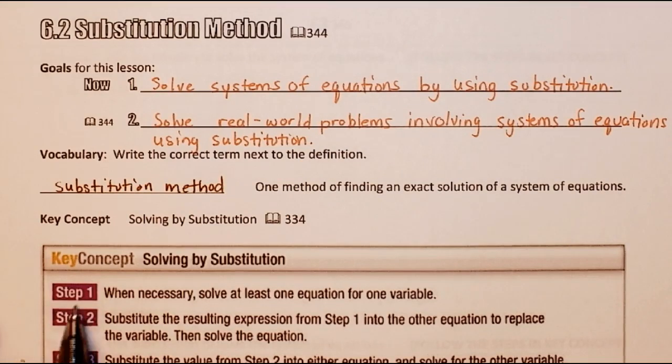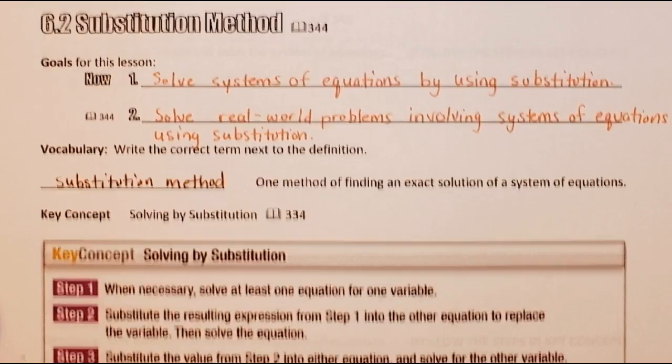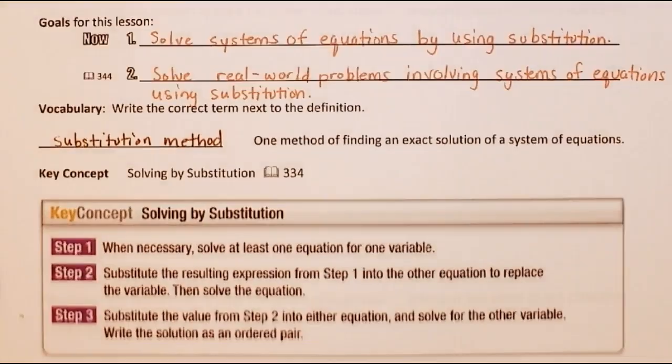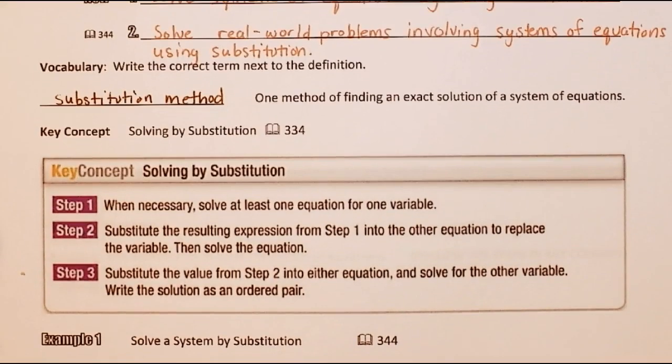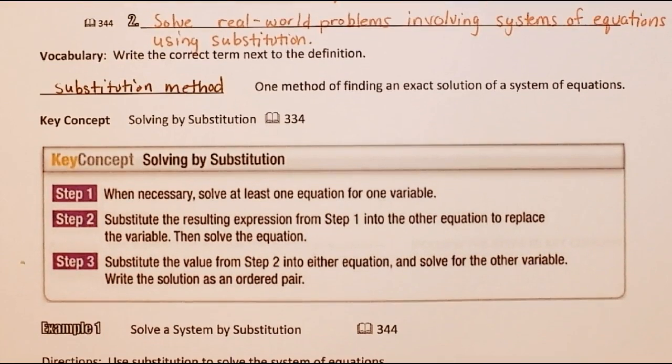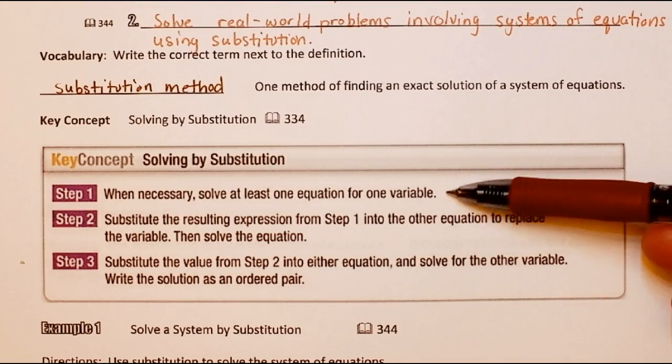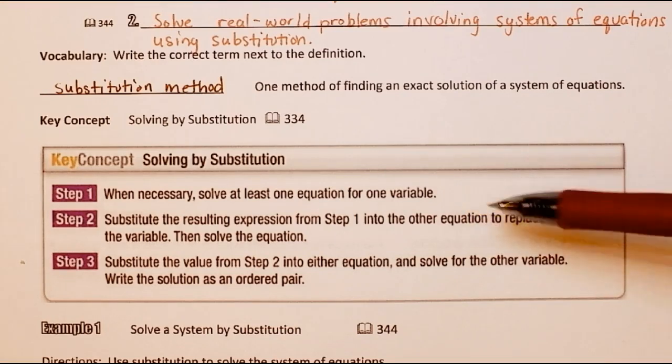So step one, when necessary, we want to solve at least one equation for one of the variables. In some of the examples that you see today, one of the equations might already be solved for you, so you won't have to do step one all the time. However, if both equations are in standard form, you will want to solve one of them for either x or y. It just depends on the problem.